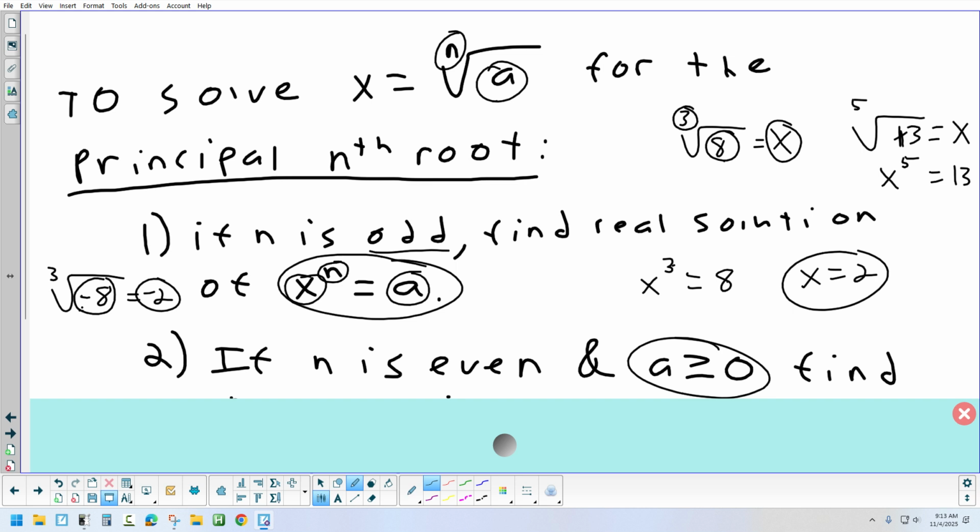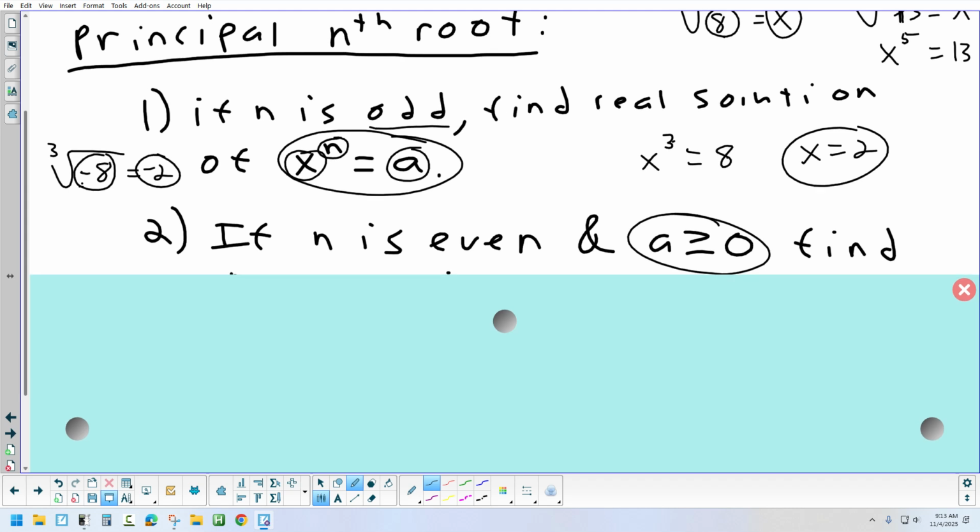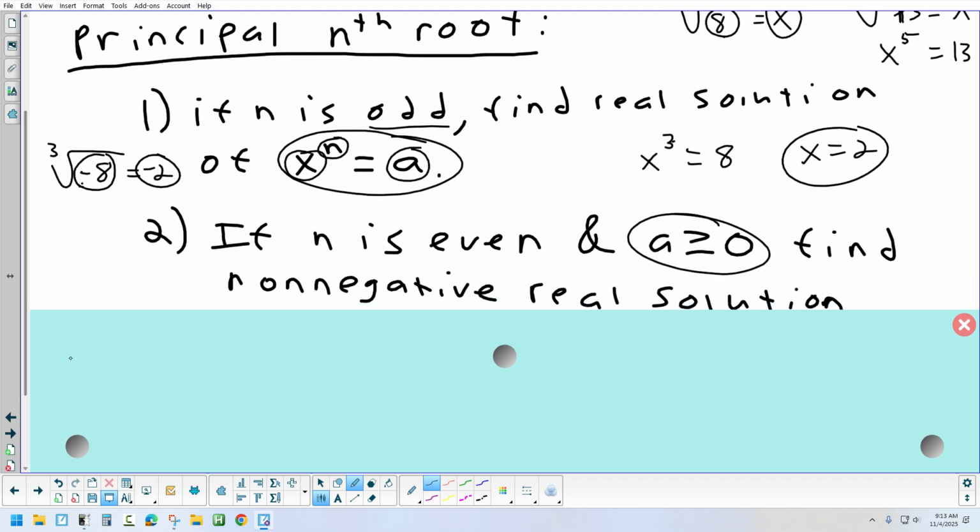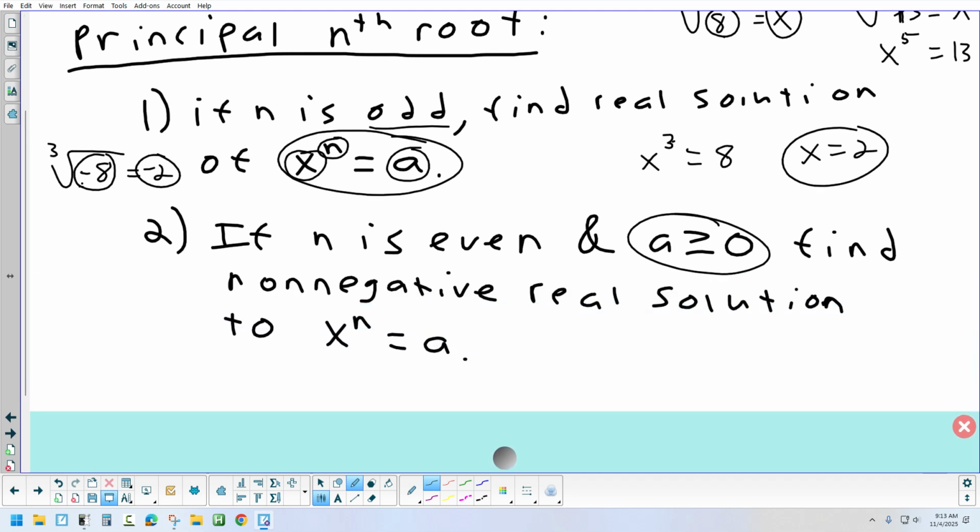So that's the very first thing. When you're dealing with an even root, square root, fourth root, sixth root, you need to make sure that this number is always 0 or higher. It can be 0. No problem with 0. Square root of 0 is 0. But it can't be negative. Once we make sure that happens, then you're basically solving an equation, just like we had before for odd roots.